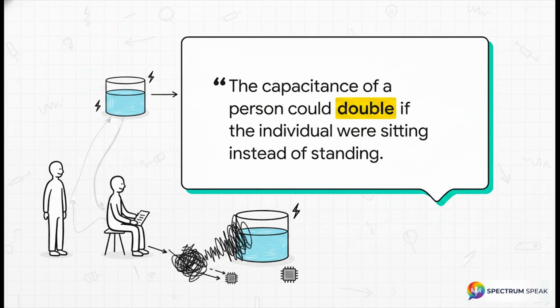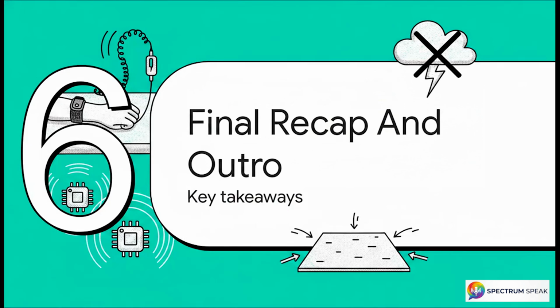Going back to our water analogy one last time, sitting down doesn't just increase your water pressure, it literally doubles the size of your water tank. So if you generate a spark while sitting, the volume of that violent water hammer is twice as massive. It's twice as dangerous to your ICs. All right, let's wrap this up. Section 6, final recap and outro.